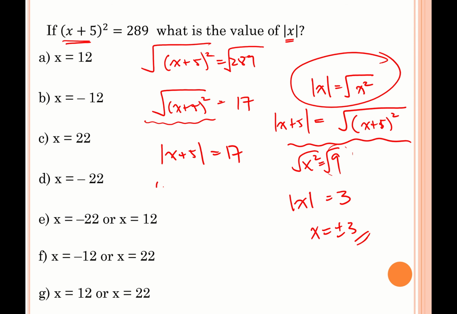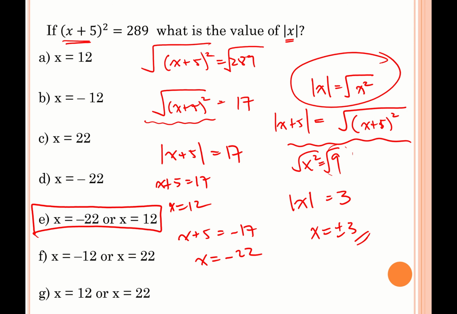So again, you get x plus 5 could be equal to 17, which gives you 12. And then x plus 5 can also equal negative 17. So x equals negative 22. Therefore, the answer will be E. Okay? Put a star on this page if you don't understand it. Feel free to email me if you're my student, and then I'll help you explain it again.